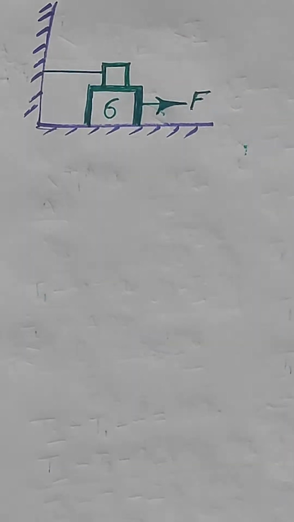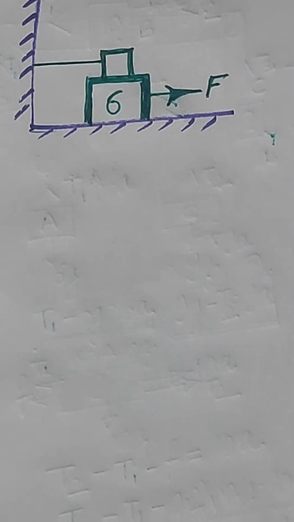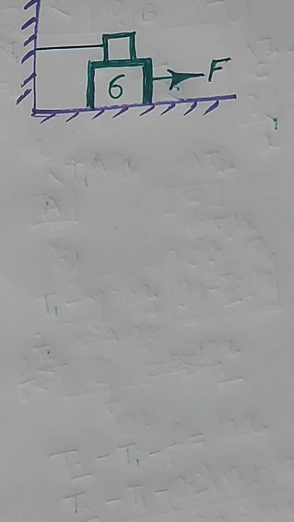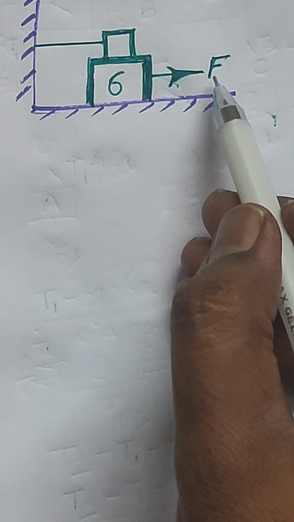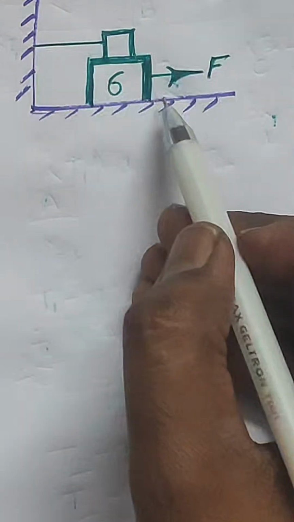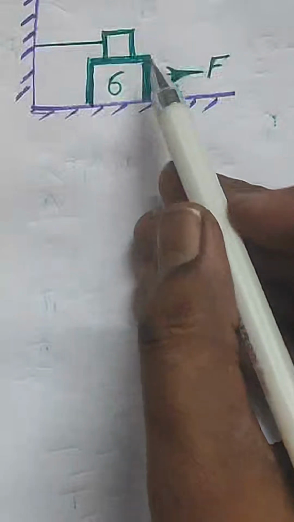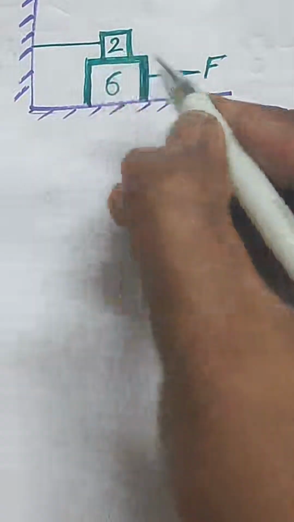So today we'll be taking this question where two blocks are kept upon each other, and the arrangement is like this. In the figure, we need to determine this force F. A force F is needed to pull out the 6 kg block, and the block which is on the top is of 2 kg.